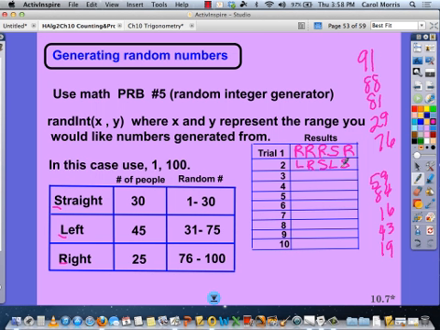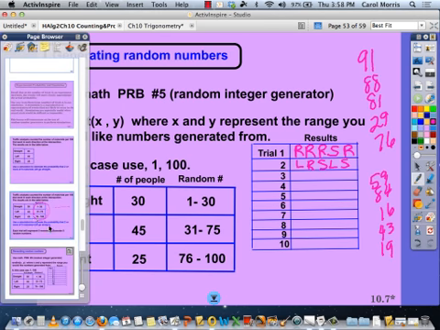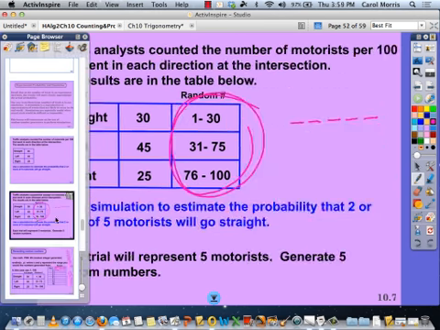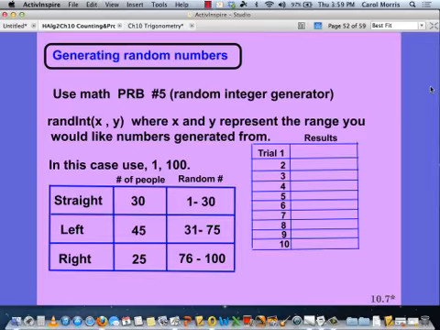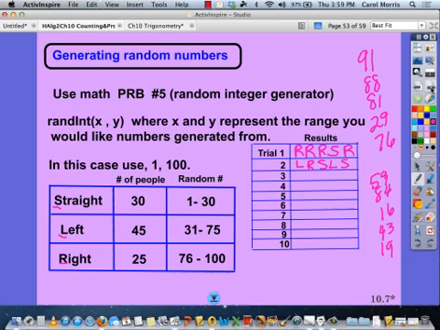From there, I should be able to go back once I do all those. I should be able to go back after 10 trials and find out what was actually the expected result. And remember, the expected result in this case was we were looking for use simulation to estimate the probability that 2 or more of 5 motorists will go straight. It didn't even say go straight in order. You know, it didn't have to be side by side, but go straight in a row. So 2 of the 5 have to go straight.